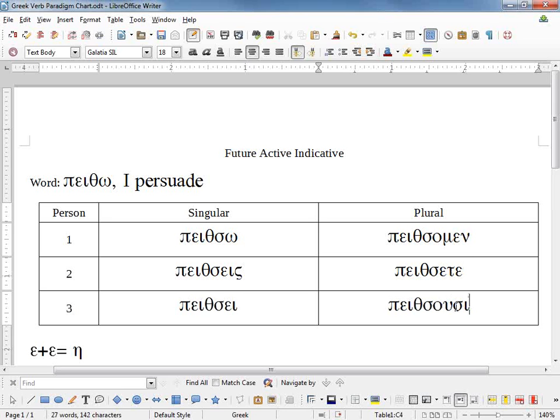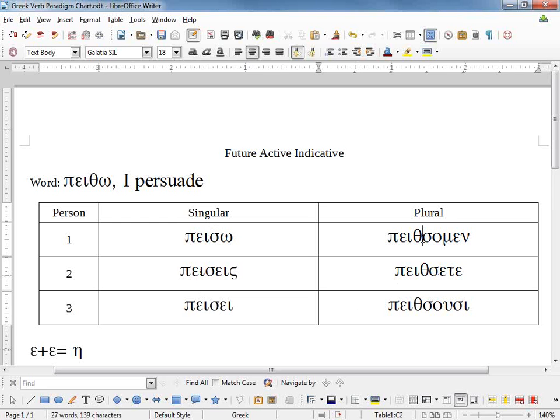Okay, so this theta is a dental. How do dentals behave when they are next to a sigma? Raise your hand if you think you have the answer. All right, go for it, North Texas. They run away. Ah, very good. That's exactly right. They run away. They get scared by the sigma. Excellent. So in this case, that theta disappears.